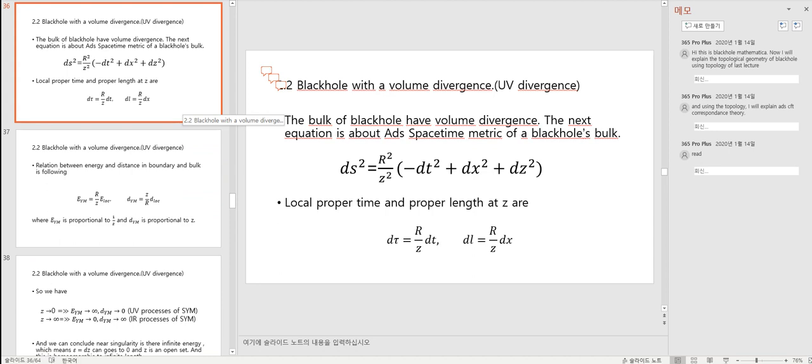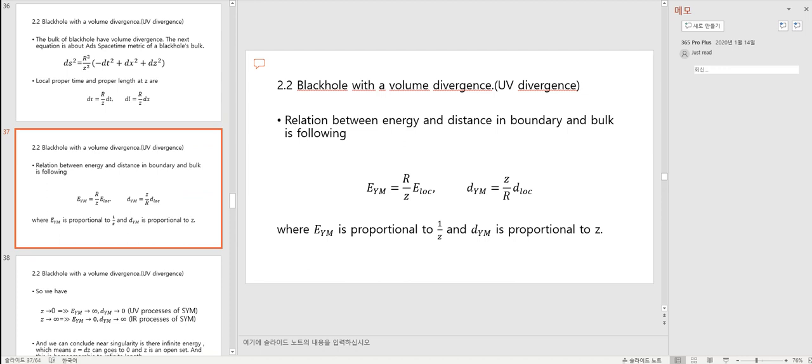Now I will explain the topological geometry of black holes using the topology from the last lecture. And using the topology, I will explain the CFT correspondence theory. The bulk of a black hole has volume divergence. The next equation is about the AdS space-time metric of a black hole's bulk. Local proper time and proper length at z are like this.